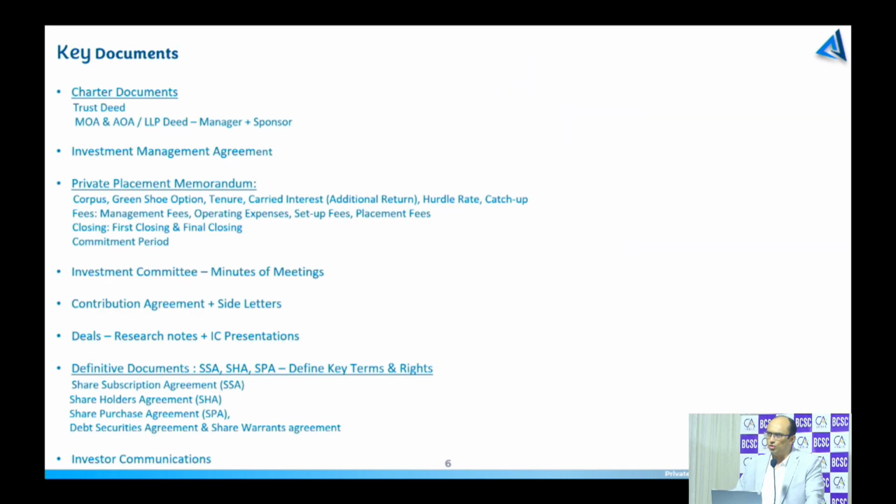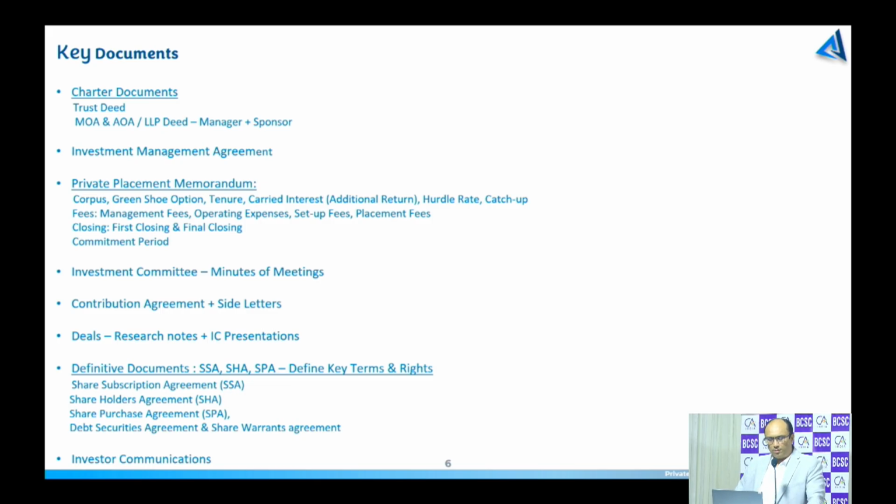One is your charter documents. For a trust, you need a trust deed. If your manager or a sponsor is an LLP or a company, you need your memorandum and articles, your LLP deeds. The investment management agreement we spoke about is signed between the trustee and the investment manager, which gives them, in a way, a power of attorney to operate the fund basically.